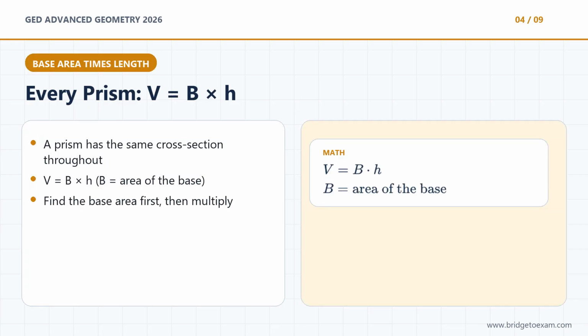Here is the big idea that ties every prism together. A prism has the same cross-section all the way through, like a loaf of bread. So its volume is the area of the base, capital B, times how long the prism is. That is V equals capital B times H. This one formula works for a box, a triangular prism, any prism at all. Find the area of the base first, then multiply by the length.